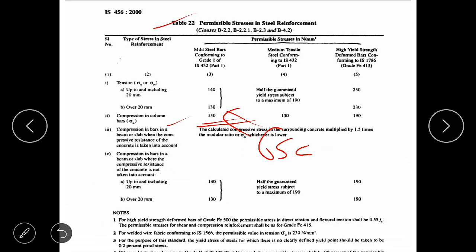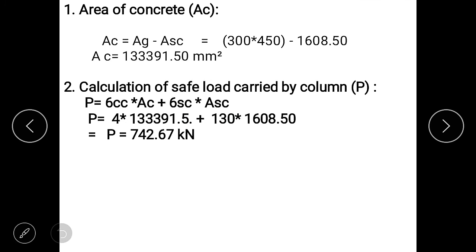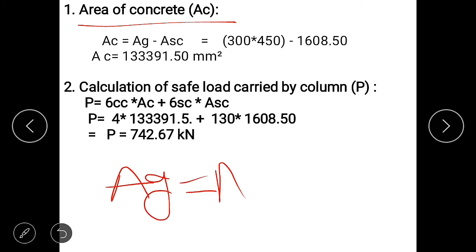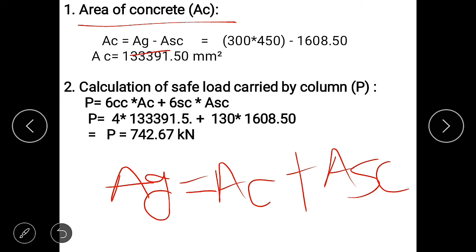Now we have to solve for the area of concrete AC. We all know total area is equal to AC, the area of concrete, plus area of steel. AG is given as 300 by 450, and ASC we calculated as 1608.50. So AC is 133391.50. Area of concrete is 133391.50.